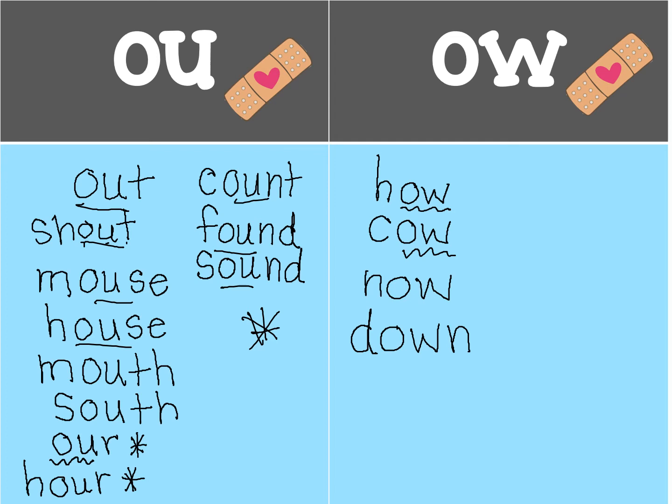Next word, brown. Now remember, your B is not made the same way as your D. The B starts at the top, you pull down to the ground, and you come up and around. Brown. So we're going to start with an R blend right here. Ow, I hear O-W. Brown. Notice down, brown, they both have own on them. Those words rhyme with each other.